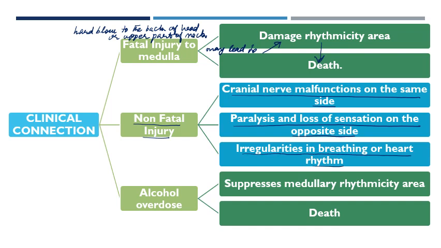The third clinical correlation is in case of alcohol overdose. When a patient is having a high dose of alcohol, this suppresses the medullary rhythmicity area, and by disturbing the respiratory system, it may lead to death if not treated.